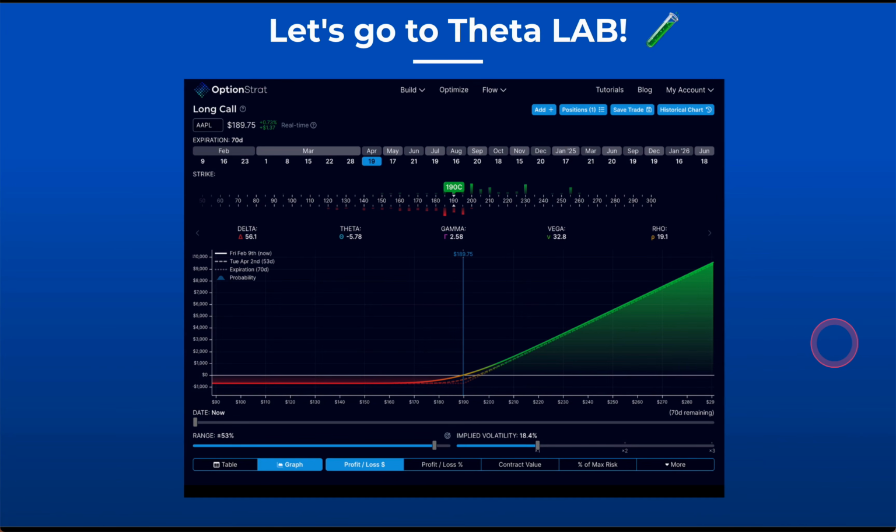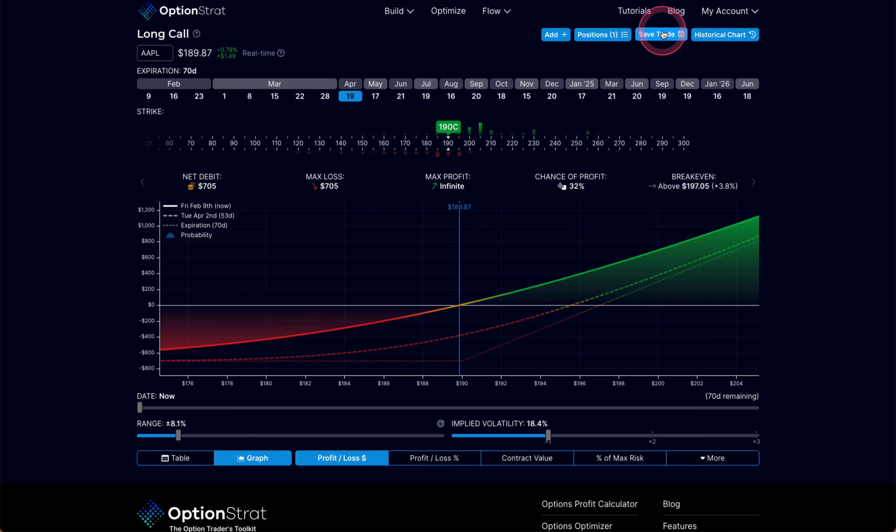So let's go to the lab now and take a look at theta using OptionStrat and understanding some different types of positions and how theta comes into play. So the first one I'm going to look at here, much like our prior lesson where we were just looking at a long call, I'm going to look at a long call. In this case, I'm using Apple. It's 70 days out. I'm buying essentially an at-the-money option. Apple's trading at 189, and I'm buying the 190 long call.